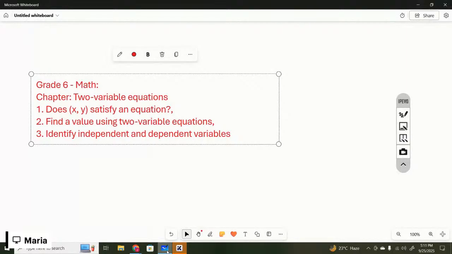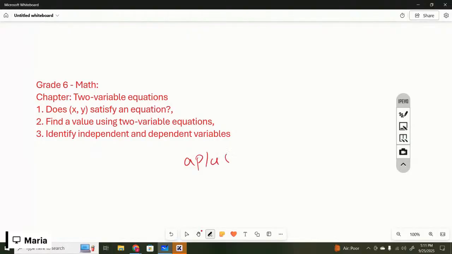We are here for grade 6 math. You can find all the lessons on aplusstudents.com. You have to log in there using your email address and password as provided by the administrator.